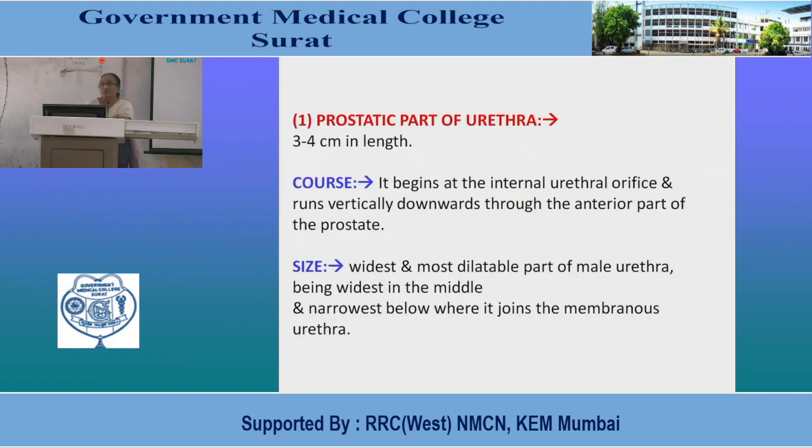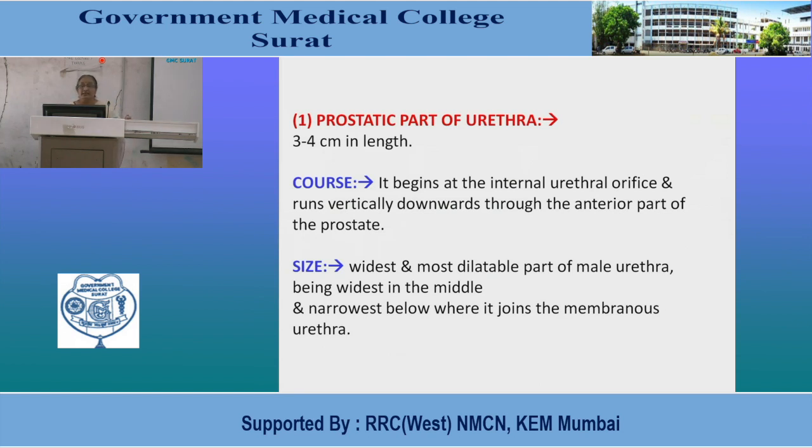Now moving toward the 3 different parts. As I told you, the male urethra is divided into 3 main parts. As it traverses through the different organs, it traverses through the prostate, called the prostatic part of the urethra, then traverses through the membranous part, then traverses through the penile part, called the spongy, the penile urethra.